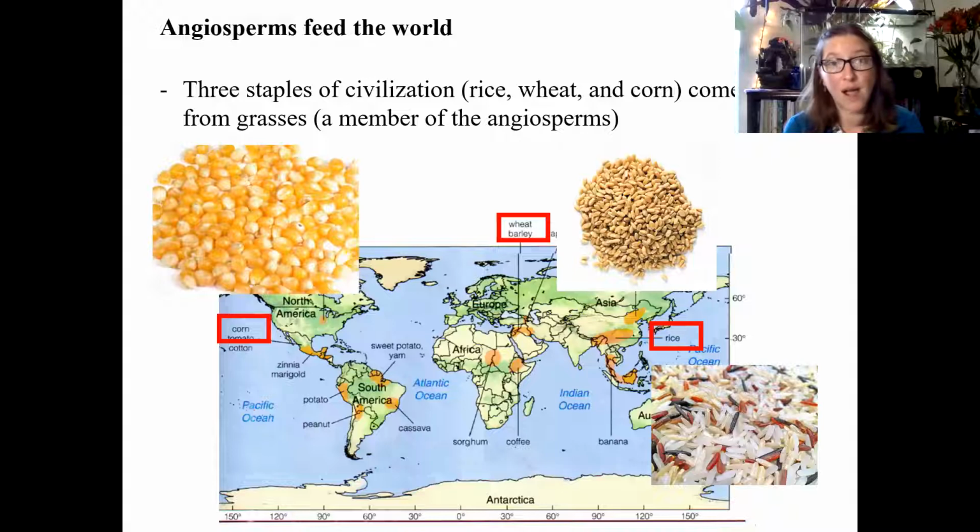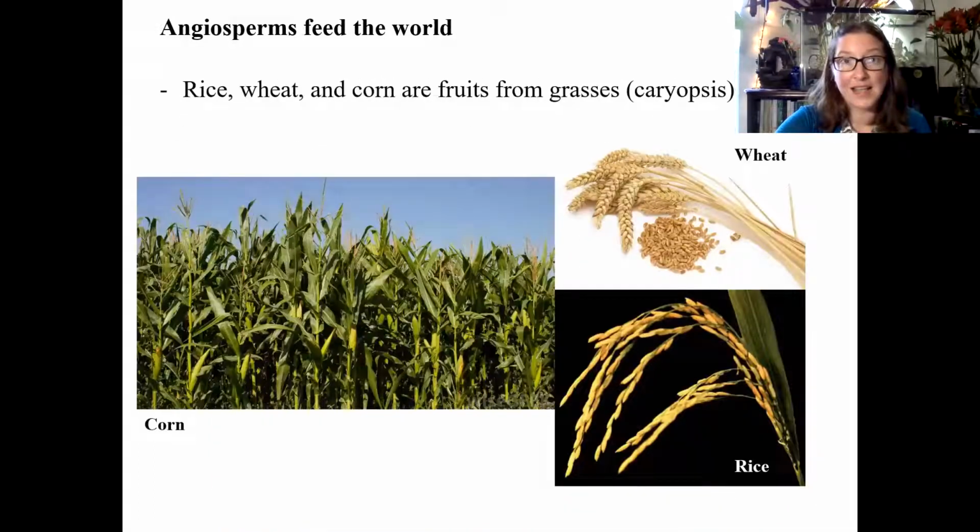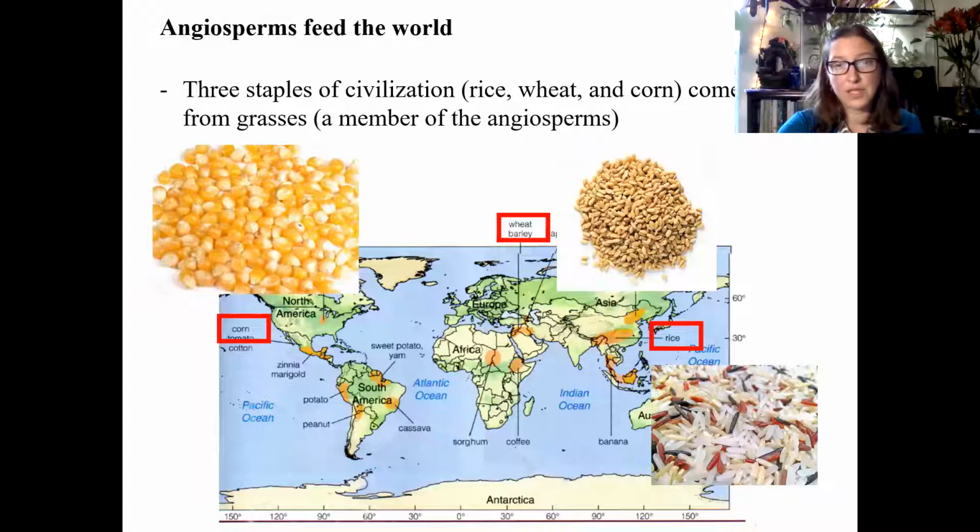And all of those are grasses, and all of those are flowering plants. So yes, grasses are flowering plants. And so the actual thing that we eat from rice, wheat, and corn are the fruits of those grasses, which is called a caryopsis. And you can see the fruits of those here. It's a little harder to see the corn fruits because they're on the cob, but you can see them better in this slide here.